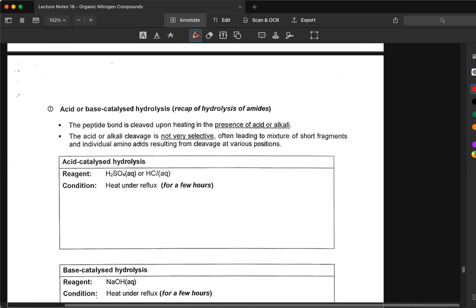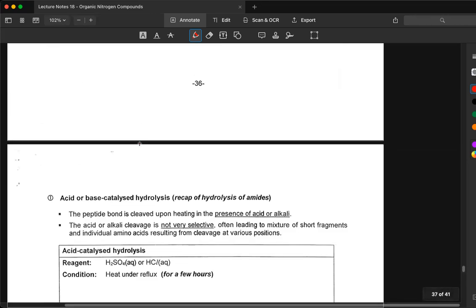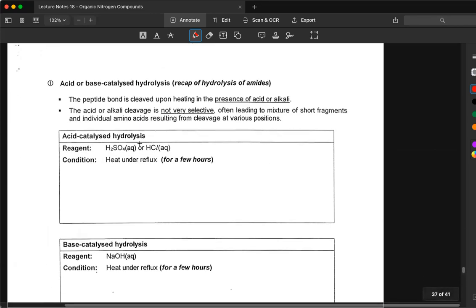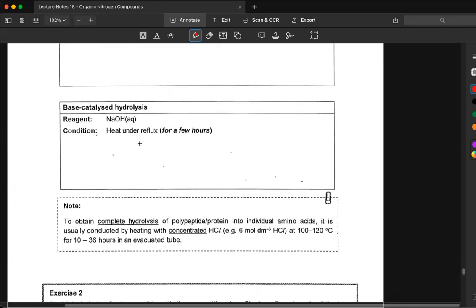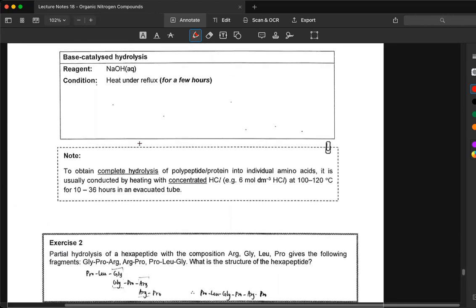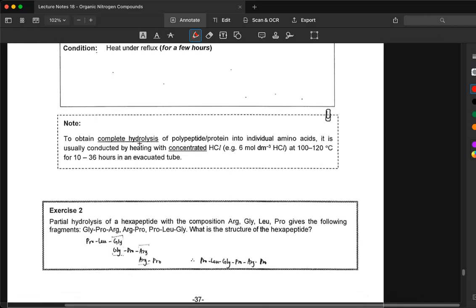The peptide bond is cleaved upon heating or in the presence of acid or alkaline. So the cleavage is not very selective. It will lead to a mixture of short fragments cleaved at different positions. So these are the few ways of doing it. Just to take note, if you want complete hydrolysis, do it in concentrated HCl at high temperature, 100 to 120 degrees, for 10 to 36 hours in an evacuated tube.